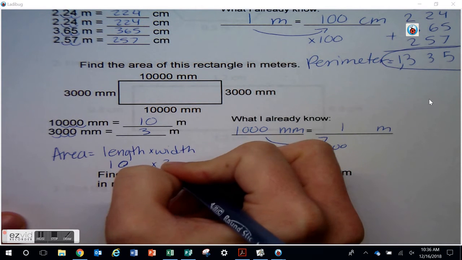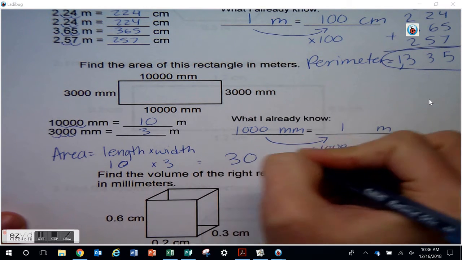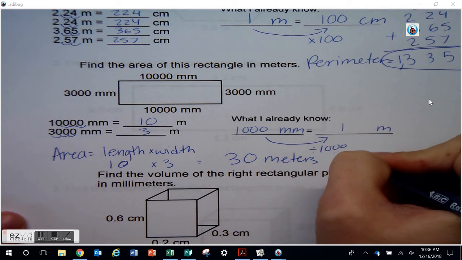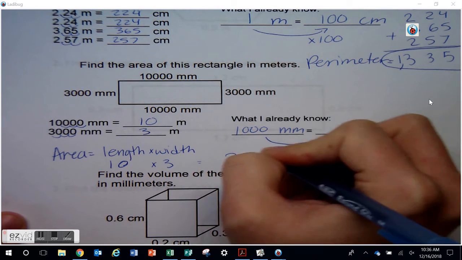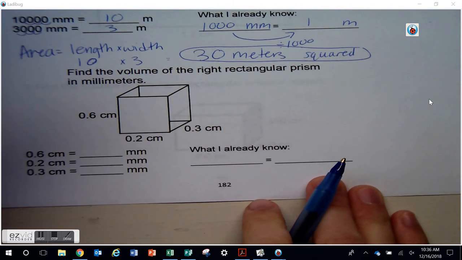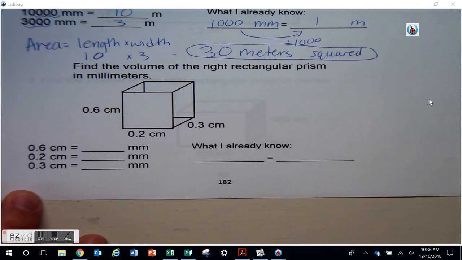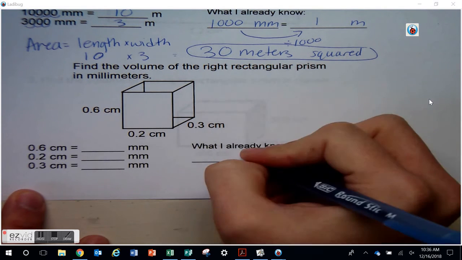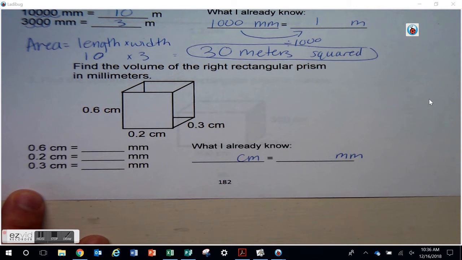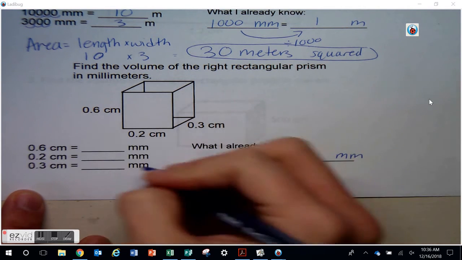Find the volume of the right rectangular prism in millimeters. Well, I'm going from centimeters to millimeters. Write down what you know. Always do the conversion first. It's going to make it easier for you. 1 centimeter equals 10 millimeters. So to get from centimeters to millimeters, I multiply by 10. 1 times 10 is 10. So that means I'm going to get 1 place value bigger.